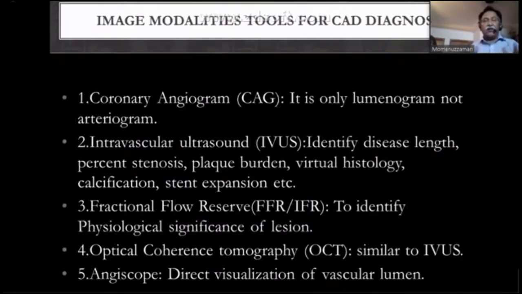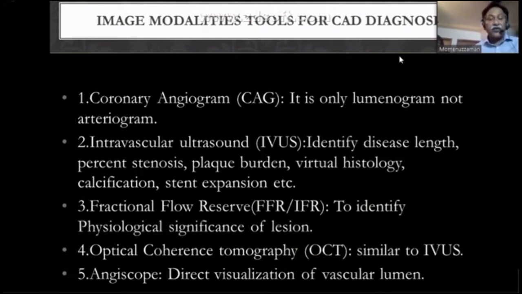Before going to the main talk, let me say something about the imaging modalities for diagnosing coronary artery disease. Number one is the coronary angiogram, as you know, but it is a luminogram. It's not truly an angiogram or an arteriogram. You are seeing the lumen. There are other modalities like intravascular ultrasound, which gives information about the length of the disease, percentage stenosis, plaque burden, virtual histology, calcification, and sometimes stent expansion and stent position. There is another modality called fractional flow reserve.